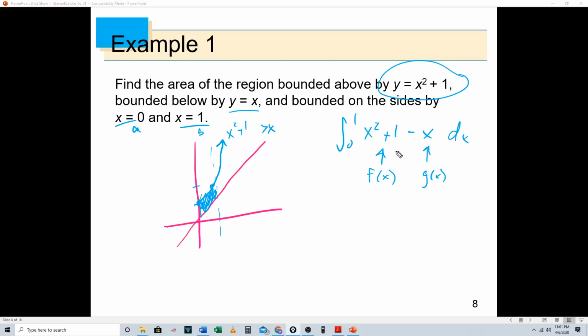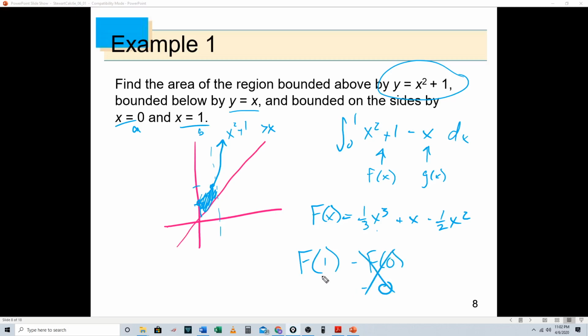We do the antiderivative. So F is 1/3 x cubed plus x minus 1/2 x squared, and then 0 would just be 0, so really I just have to find F of 1 minus F of 0. So F of 1 means plug in 1, and I get 1/3 plus 1 minus 1/2, which is 1/3 plus 1/2, which is 5/6.